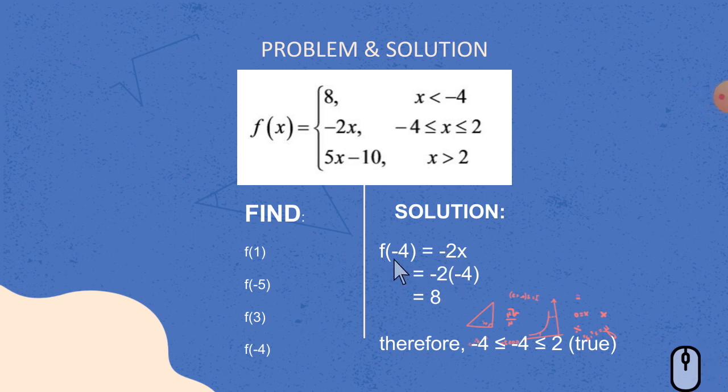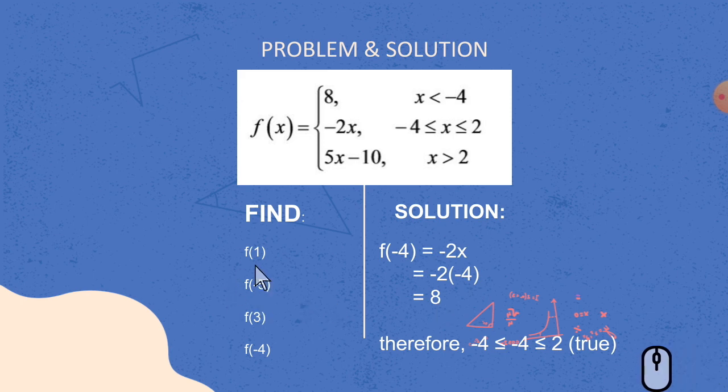Therefore, the solution is f of negative 4 is equal to negative 2x. Substitute natin si negative 4 sa value ng ating x. Negative 2 times negative 4 is 8. So, the answer is 8. So, ganun lang yung ating gagawin kapag nagsasolve tayo ng piecewise function.